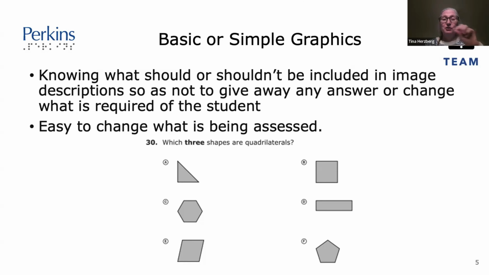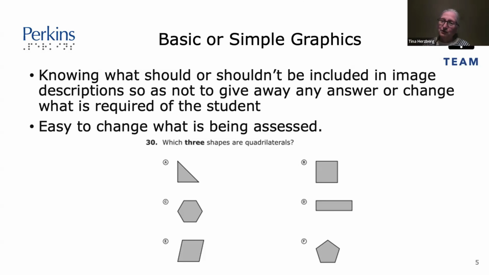Because if we were going to create an image description, we don't want to give the answer, but we also don't want to change what's required of the student. So let's say I had given the names, like pentagon, hexagon. That's actually probably a very different thing to assess, because with these images, even if students think, oh, quadrilaterals, 4-sided shapes, I can count them, that is a very different skill than remembering that a hexagon has 6 sides and a pentagon has 5 sides.